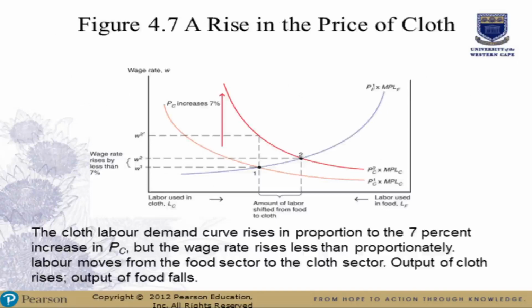Figure 4.7 illustrates the effects of a change in one good price. That is, as the price of cloth increases by 7%, the demand curve for labor in the cloth sector shifts outwards, and the equilibrium wage increases from W1 to W2. At W2, we can observe that the increase in the wage rate is less than the increase in the price of cloth. Also, we observe that the allocation of labor changes as labor moves from the food sector to the cloth sector.